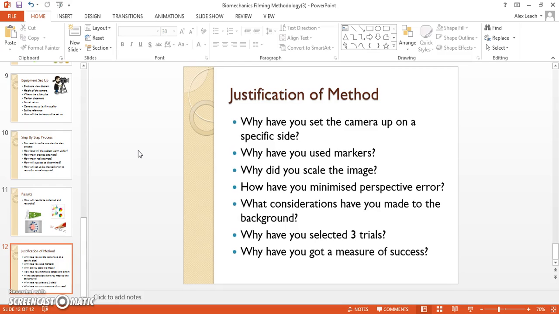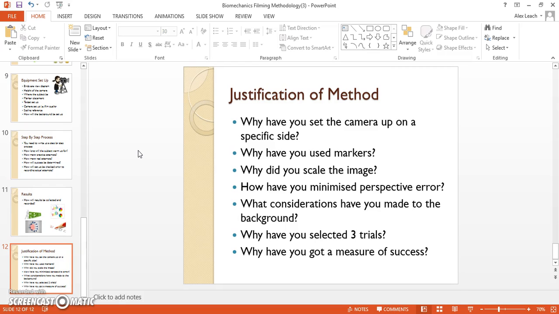Considerations you made to the background: you made sure no one was in the background, you made sure there were no contrasting colours, allowing everything to be accurate so you could track things like the ball all the way through. You selected 3 trials because your non-elite could just have fluked the first one. By having 3 trials, it allows there to be consistency for the elite and no consistency for the non-elite, so you can see clear differences between the elite and non-elite.